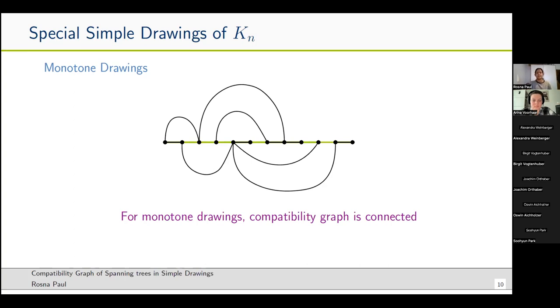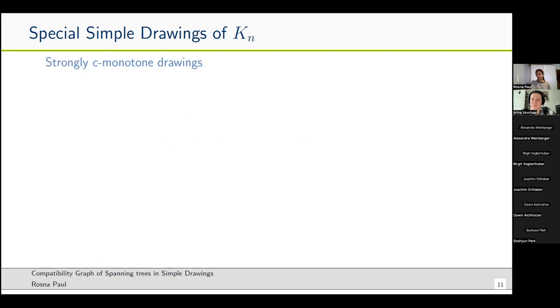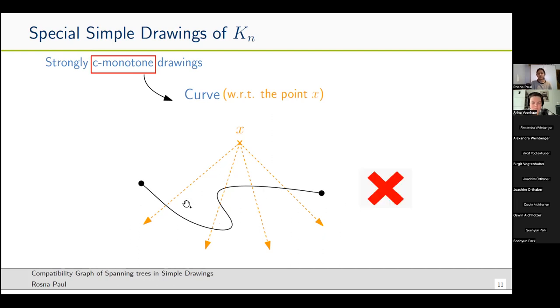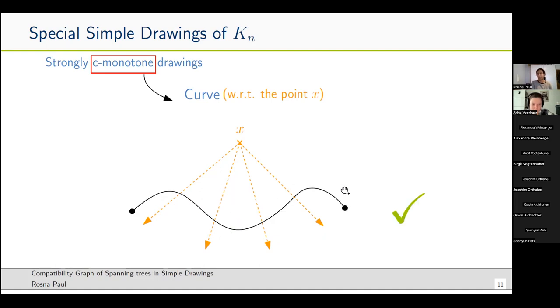Next, we look at a different type of drawing, which we call strongly c-monotone drawings. So first I will define what a strongly c-monotone drawing is. For that, I need the definition of a c-monotone curve. A curve is called a c-monotone curve with respect to a point x if all the rays emanating from this point cross this curve at most once. So the curve should not do anything like this. Here, the ray from the point X crosses this curve three times, which is not allowed. You can cross at most once. So it should be something like this, not like this.